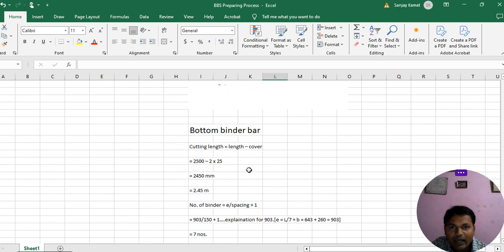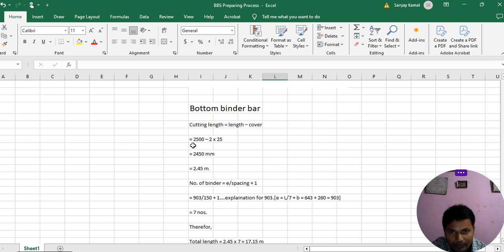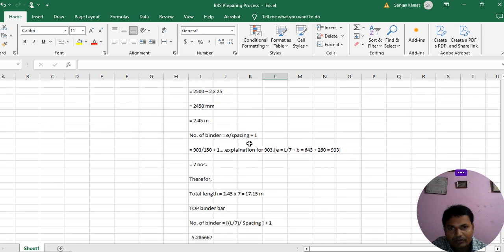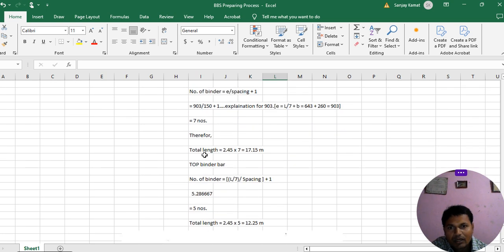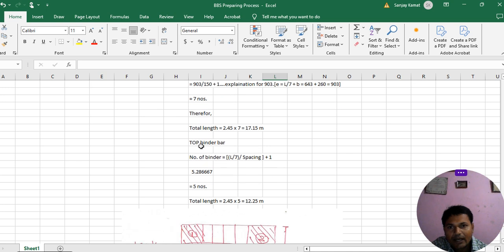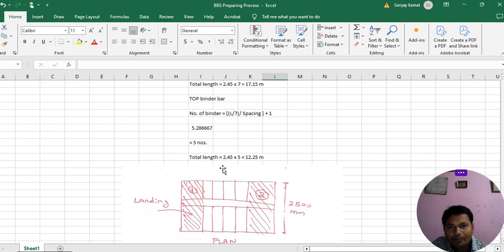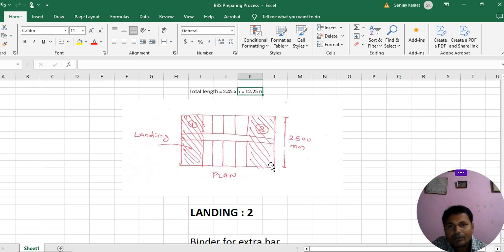So with all values, substitute length minus cover: 2500 minus 50, it will be 2450 mm. This will become 2.45 meter, and after calculation this will be the same number of bars, and total length will be 17.15 meter. Top binder bar will be 5 number, and total length will be 12.25 meter.